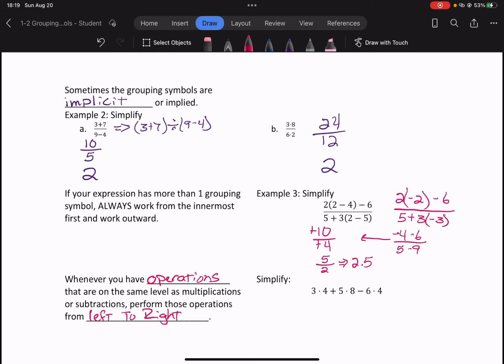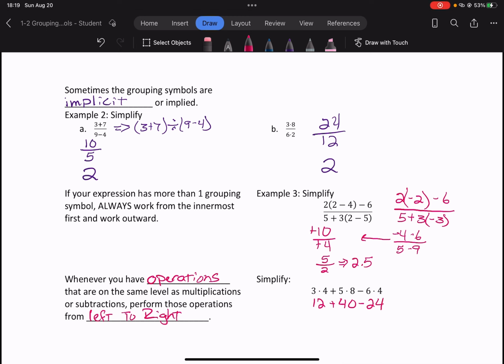We start with the multiplications here. I've got 1, 2, 3 multiplications. So we're going to go from left to right. We start with 3 times 4, that's 12, plus 5 times 8, that's 40, minus 6 times 4 is 24.